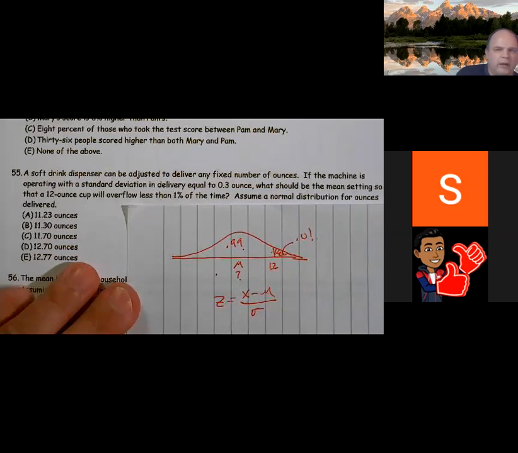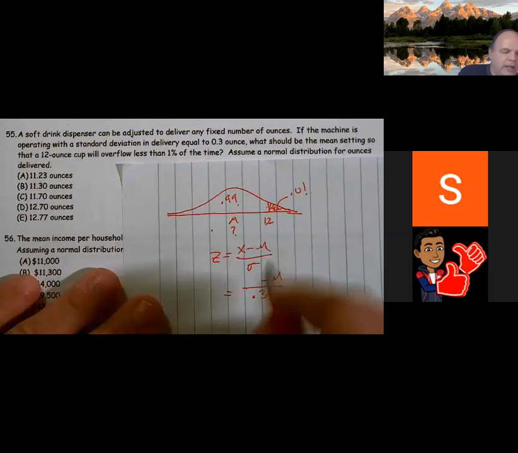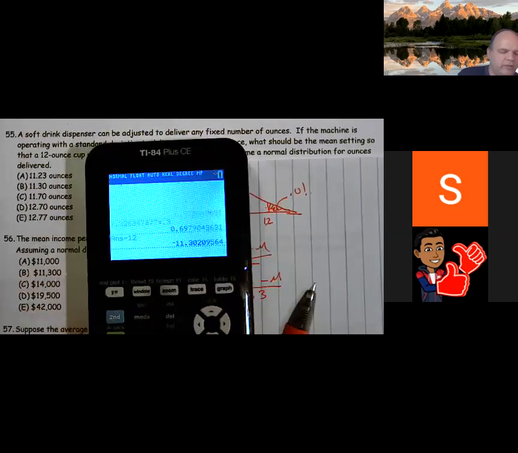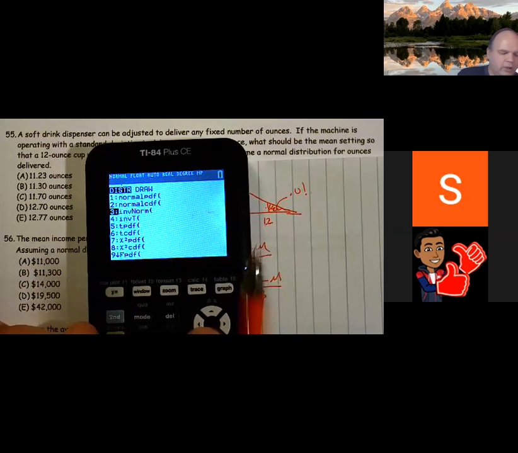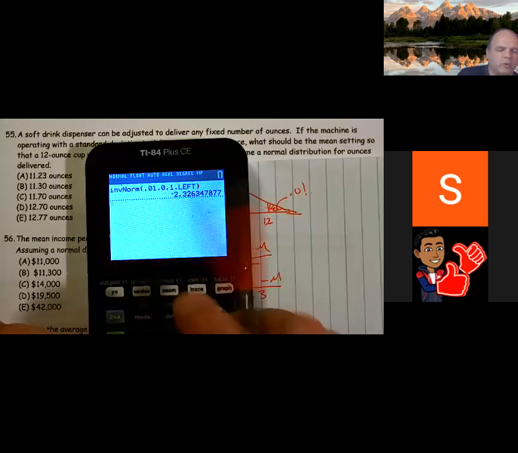I start plugging in everything I know. Well, what I do know is my standard deviation is 0.3. I don't know my mean, but I know that I can't put more than 12 ounces in the cup. So if I make the mistake, which would be very easy to do, go second vars, inverse norm, I get 0.01, mean is 0, standard deviation of 1, and I get a negative Z-score.